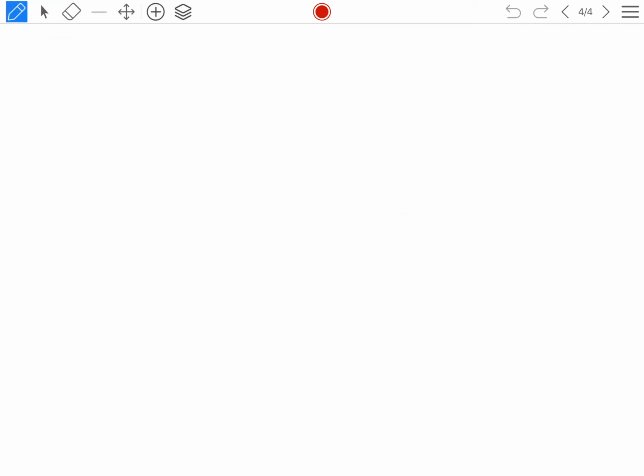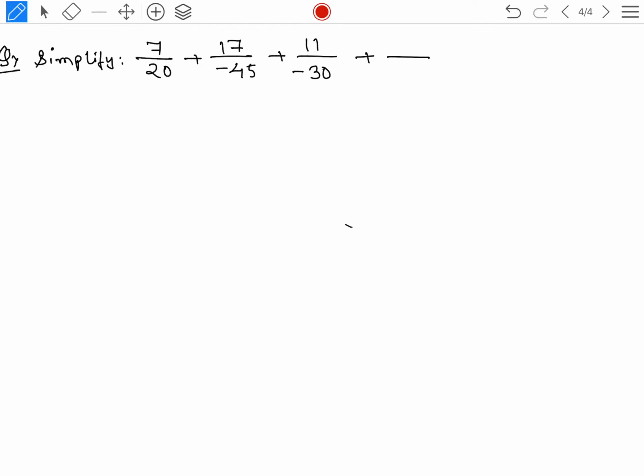Okay, look at another example. Again you can write: simplify 7 by 20 plus 17 by minus 45, plus 11 by minus 30, plus minus 8 by 15. Okay, now solve this one.